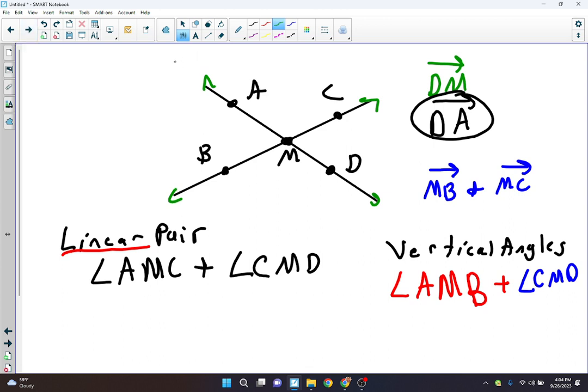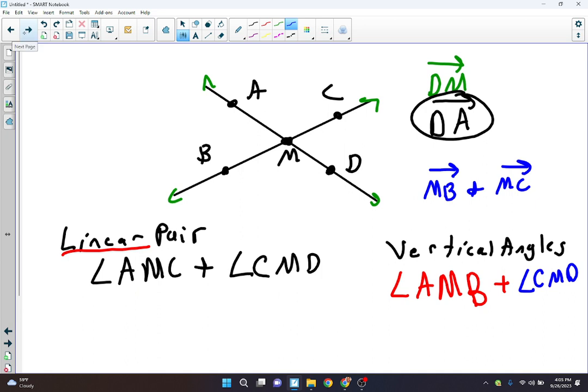Vertical angles is when it's like that. This is a pair of vertical angles. So here's one pair where both sides are opposite, and the same could be said for the other pair. Do they have to be the same length? They will always be congruent. If they're vertical, they're congruent by fact.